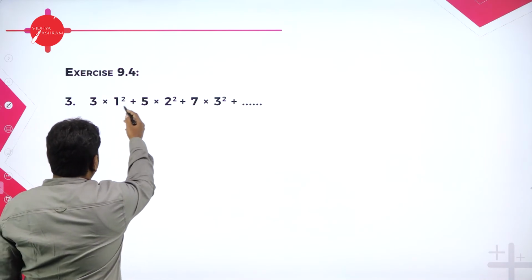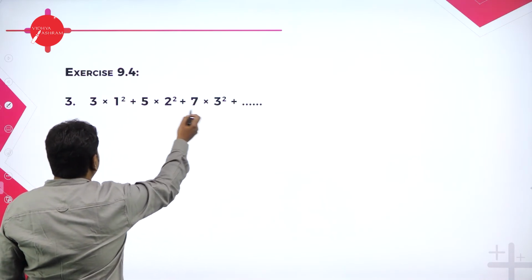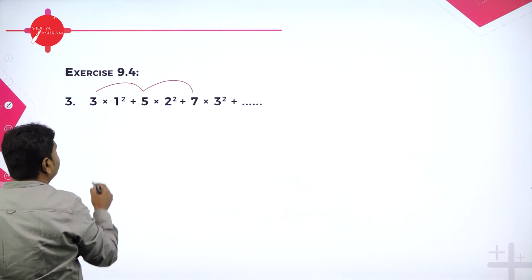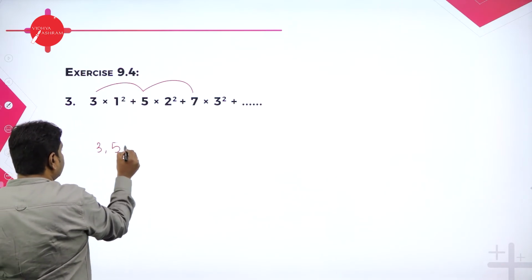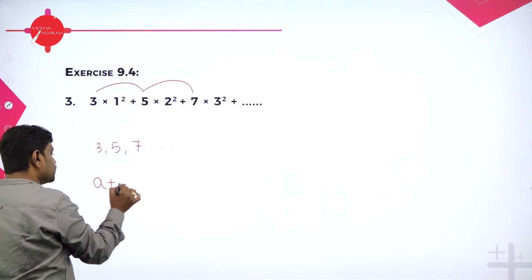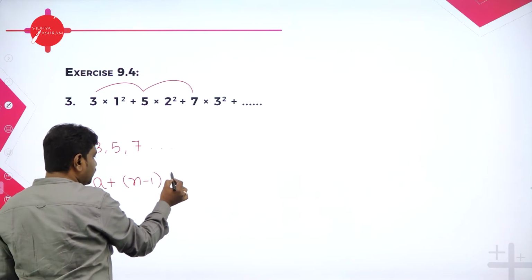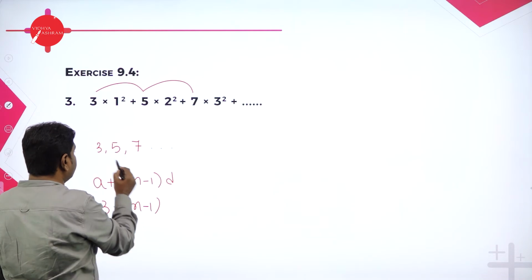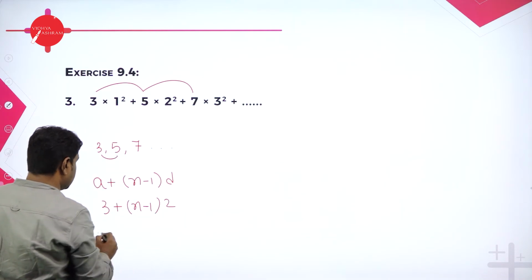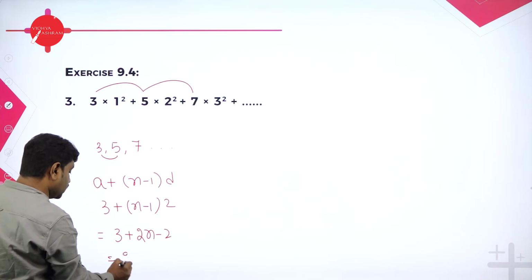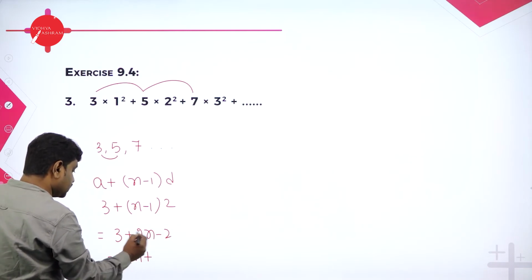Now 3 into 1 square plus 5 into 2 square plus, see here, very interesting, 3, 5, 7, they are in AP. So find the general term. Use a plus n minus 1 into d, common difference. A is the first term, 3, plus n minus 1 into common difference between 3 and 5, which is 2. So that is 3 plus 2n minus 2. That is 2n plus 3 minus 2, which is 1.